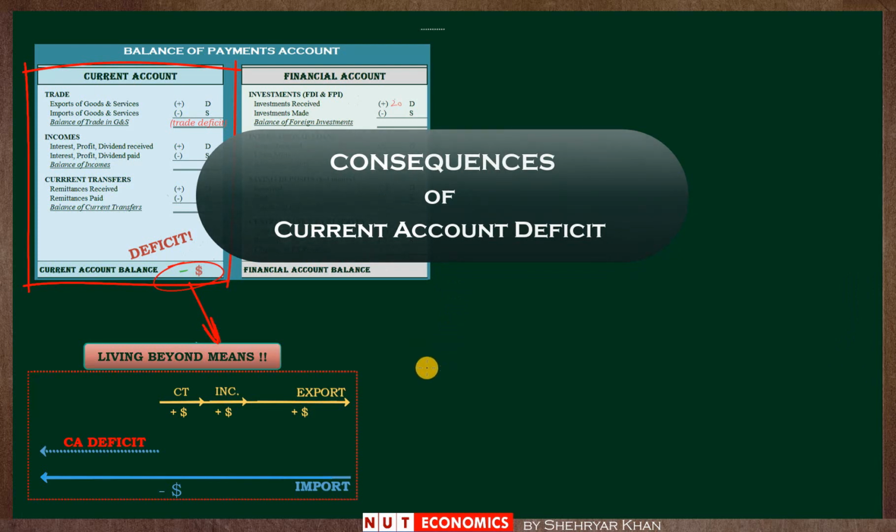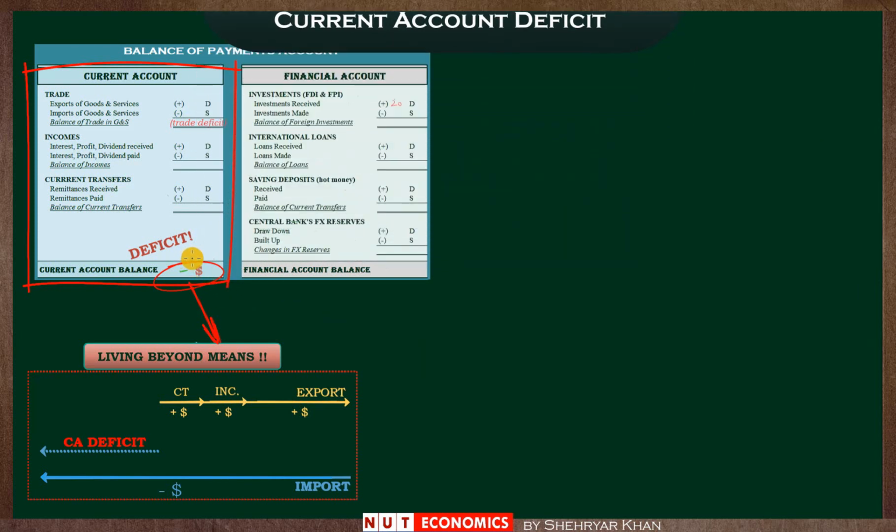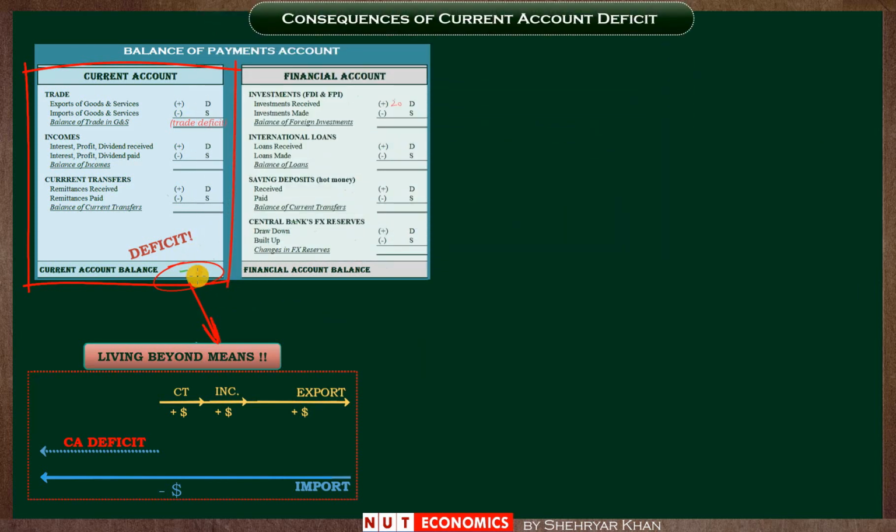Now in this video, we are going to look at the possible consequences of these current account deficits, which, remember, we have just learned tell us that the country is importing too much and is therefore spending too many dollars. And these current account deficits, we learned, economists say, reflect that the country is living beyond its means.